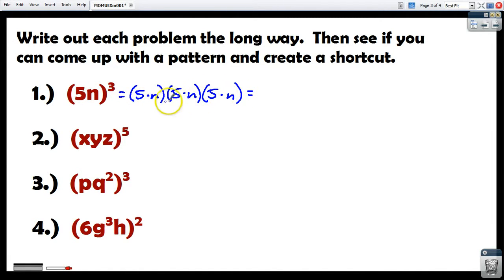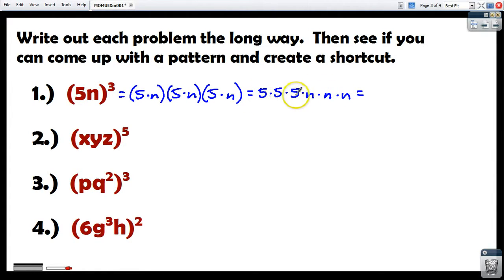So the commutative property of multiplication says I'm allowed to move things around and order doesn't matter. So what I'm going to do is put all these 5s first. 5 times 5 times 5. And then all these variables, 3 of them, n times n times n. And now that I've got the numbers grouped together and then our like terms grouped together, I can just kind of put it all together.